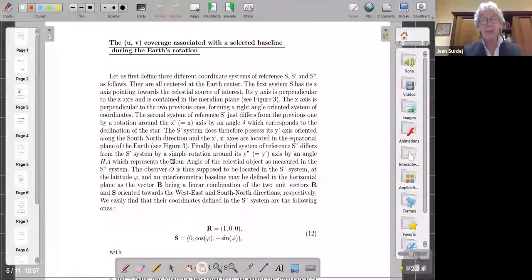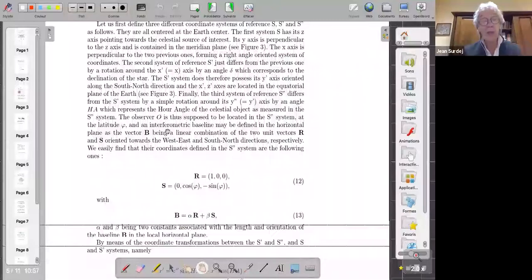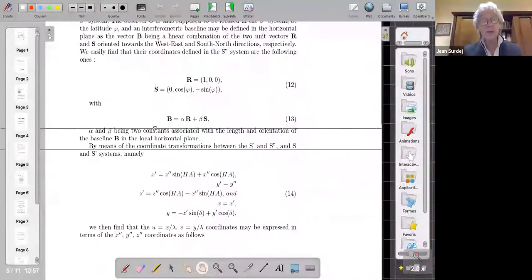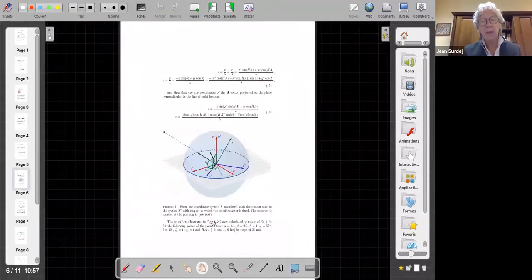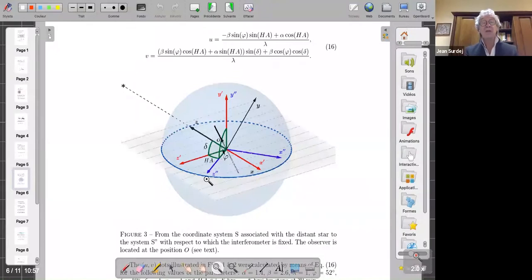And I will explain to you how to do this. So I just go here and show you this picture. Here is a star, which is very far away, of course. And I choose the coordinate system with the z-axis oriented from the center of the Earth towards the star.